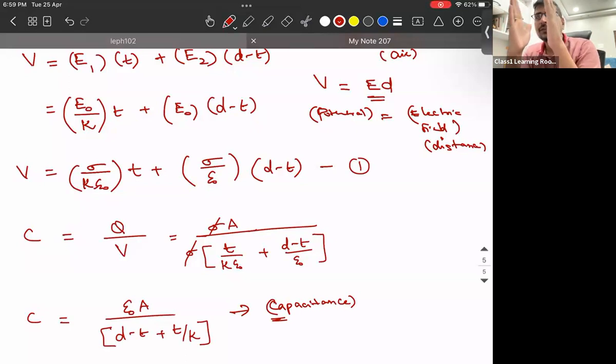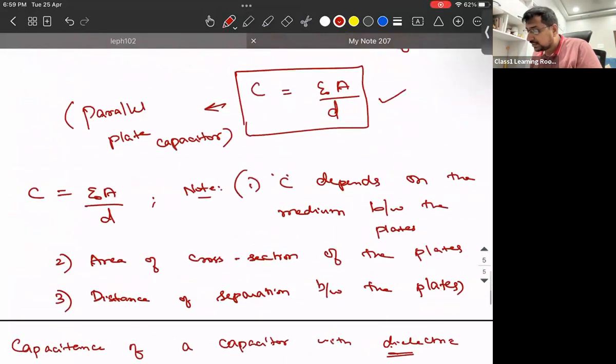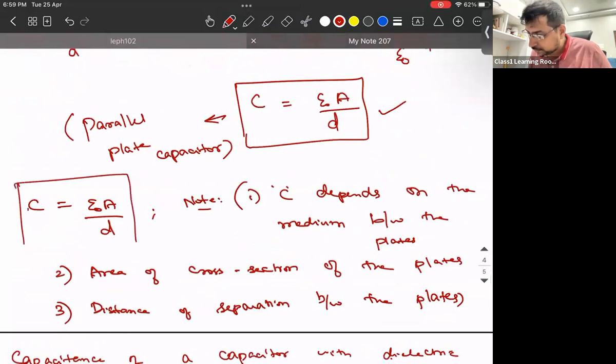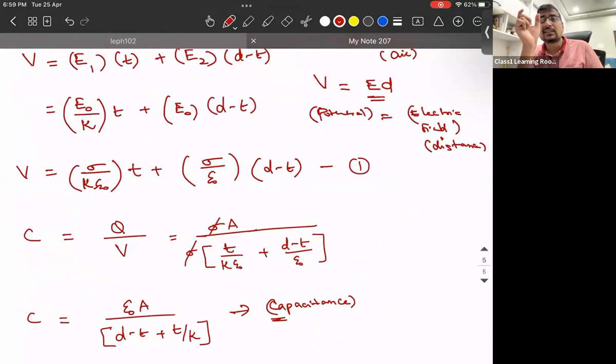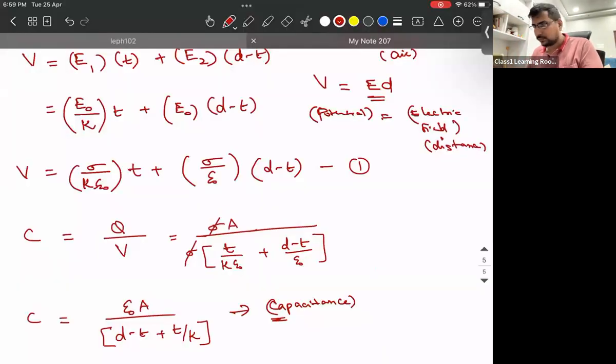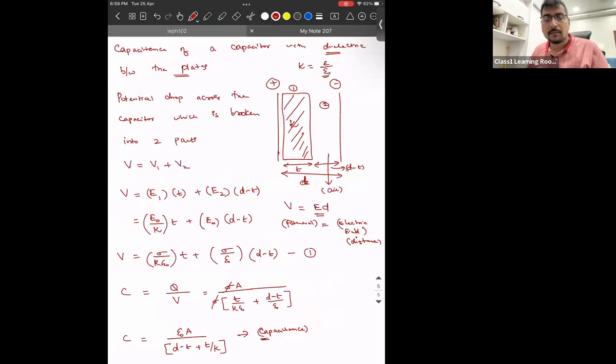So when the plates of the capacitor are completely filled with air, it is going to be epsilon naught A divided by D. That is the one we saw yesterday. Right? If it is filled with a dielectric slab of thickness T, then it is going to be epsilon naught A divided by D minus T plus T divided by kappa. T by kappa is a separate term. I hope it is clear. So make a note of this.